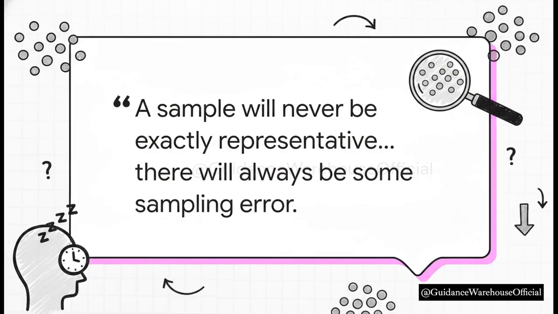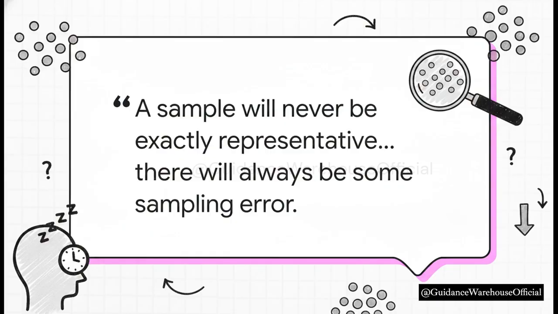And this brings us to a really profound truth from our source material. In reality, a sample will never be exactly representative of the population, so there will always be some sampling error. If 2 different students use perfect random sampling methods to study sleep habits at their exact same college, their final averages are still going to be slightly different. Neither of them is actually wrong.